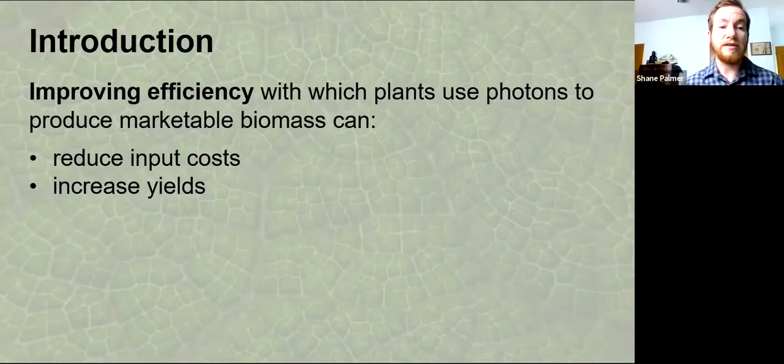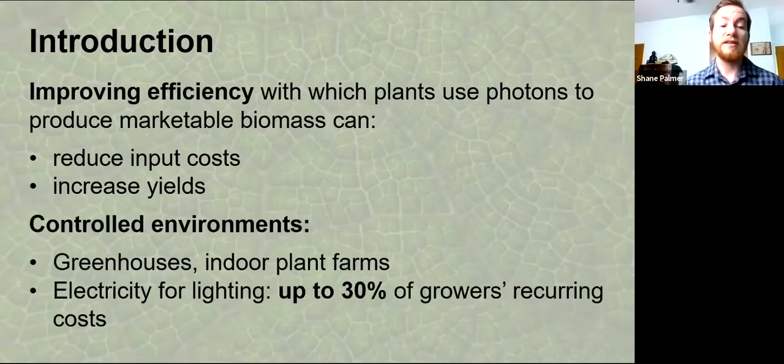One of the things that we're focused on in Mark Van Yersel's lab is looking at how we can improve the efficiency with which plants use those photons of light to produce marketable biomass. When we're successful at this, we can help reduce input costs and increase yields for growers. This is especially important in controlled environments, such as greenhouses and indoor plant farms that use supplemental and or sole source lighting for their plants. In these contexts, electricity for horticultural lighting can be up to 30% of growers' recurring costs.